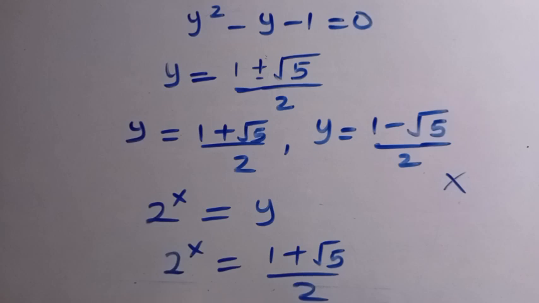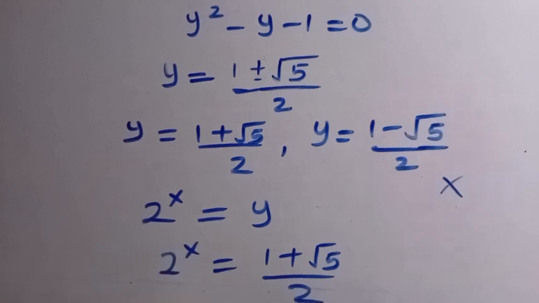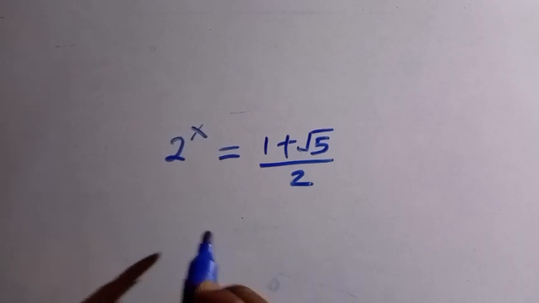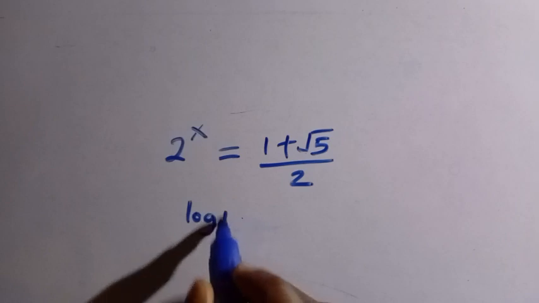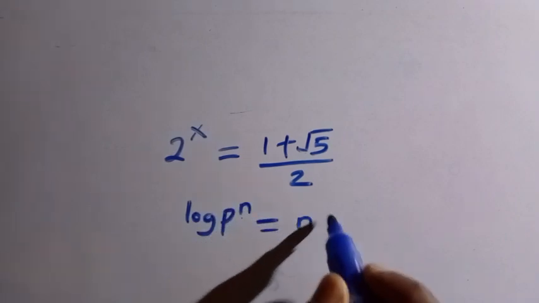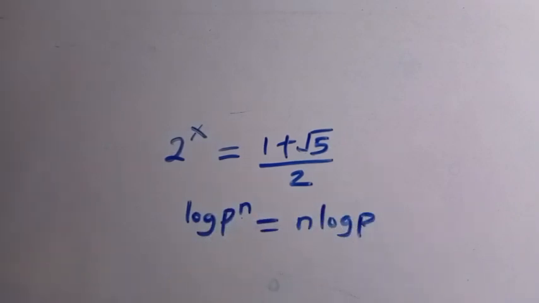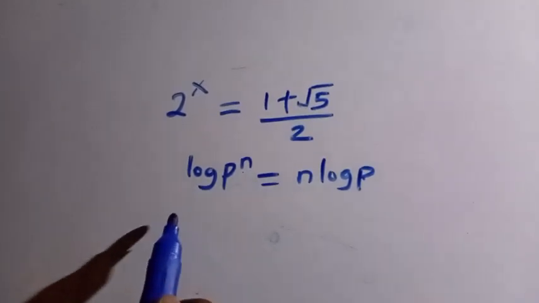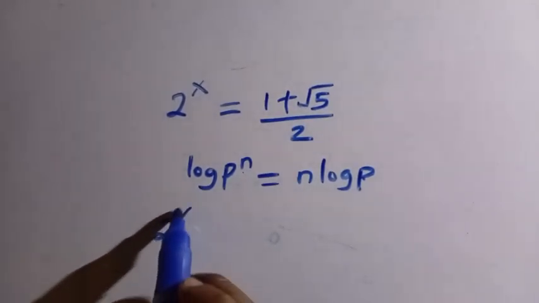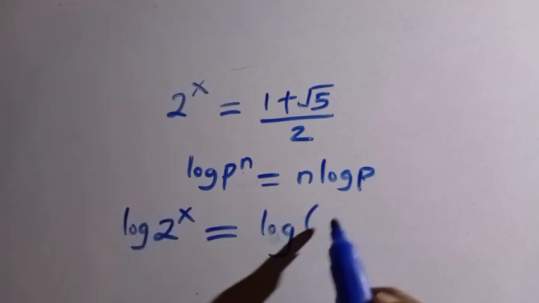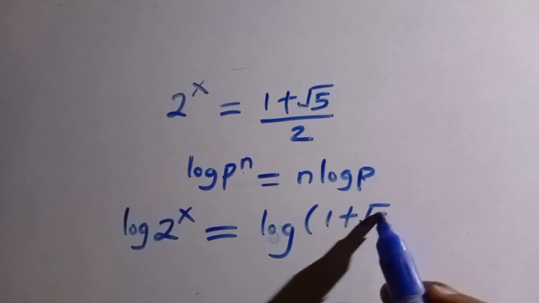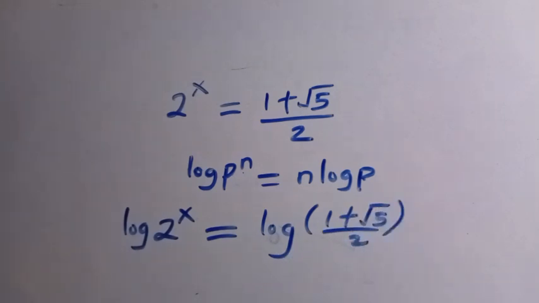From here, let's introduce log on both sides. Because this is in exponent form, we have to introduce logarithm to get the value of x. But before that, let's know that log of p raised to power n equals n log p. By introducing log on both sides, we have log of 2 power x equals log of 1 plus root 5 divided by 2.